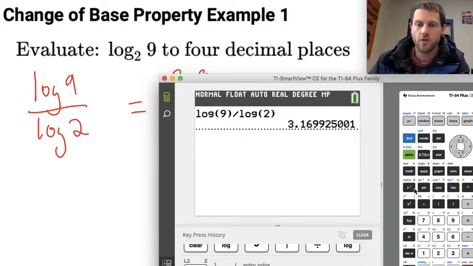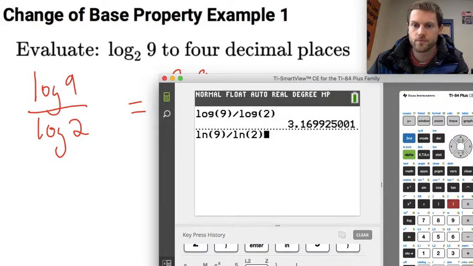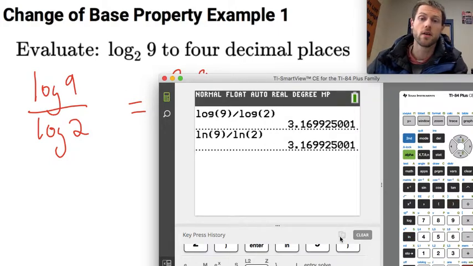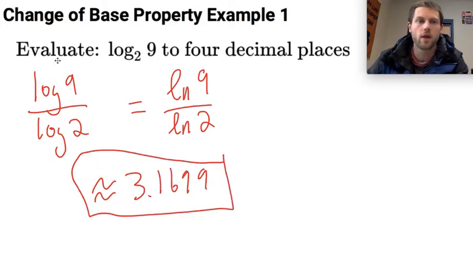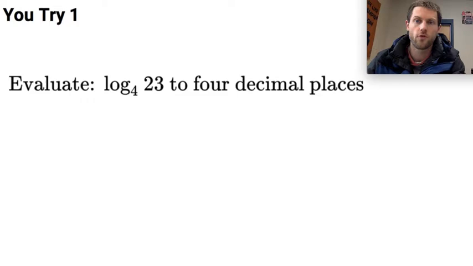3.1699. And just for proving that this is actually the same with the natural log, let's take the natural log of 9, divide that by the natural log of 2. And what do you know? I get the same thing. So this equals approximately 3.1699. Why don't you try an example kind of like that? Use the change of base formula. Don't just plug it in like this in your calculator if you have that function, and try to find the answer to this problem.